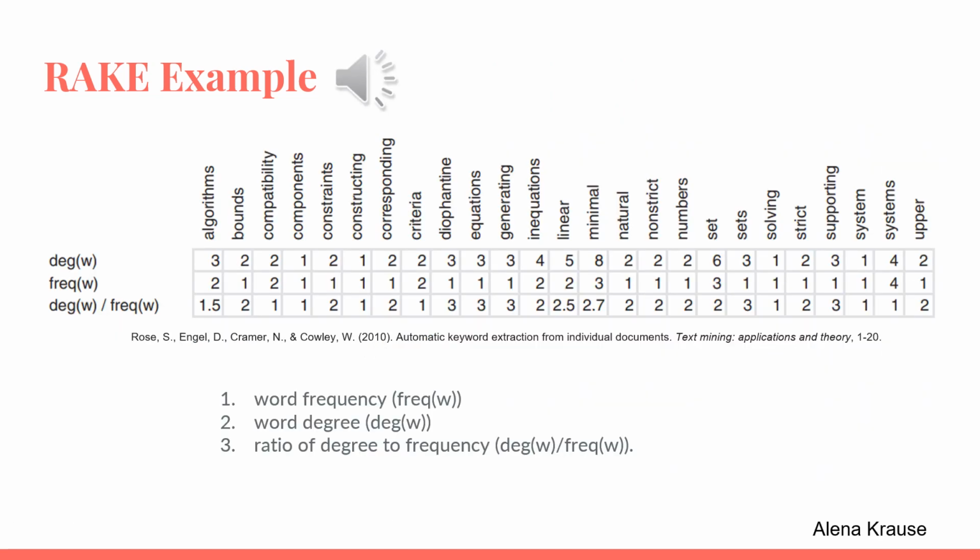After every candidate keyword is identified and the co-occurrence matrix is complete, a score is calculated for each of the candidate keywords and defined as the sum of the member word scores. So for each candidate keyword, any of their member words have a given score, and the entire keyword has a score, which is the sum of the member word scores. Metrics for each of the words are calculated based on the degree and the frequency of the words. So the first metric we have is word frequency, then the word degree, which is the co-occurrences, and finally the ratio of the degree to the frequency.